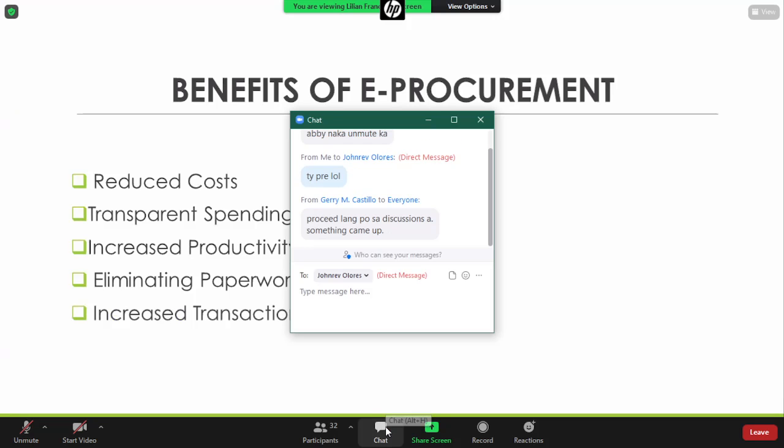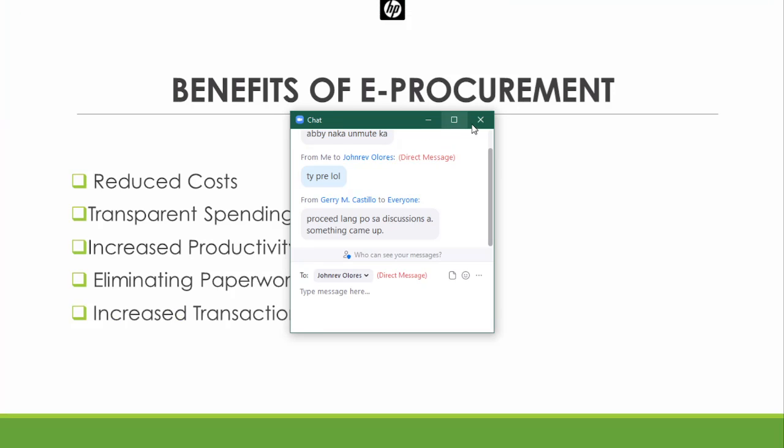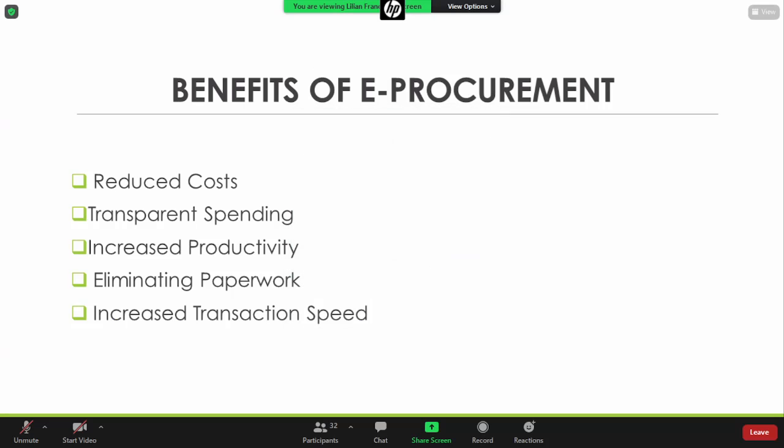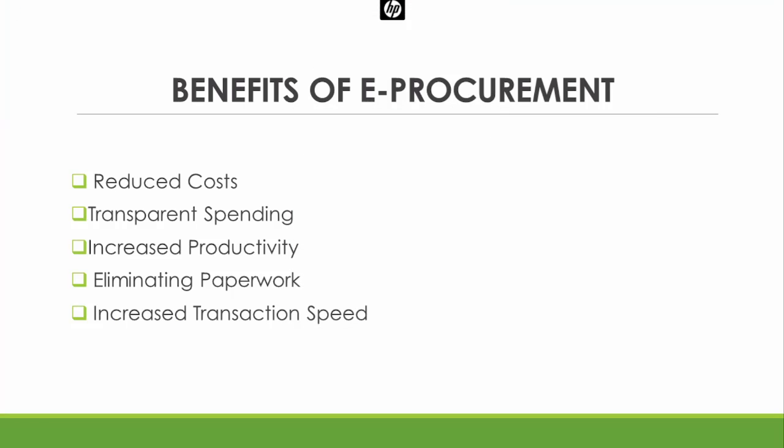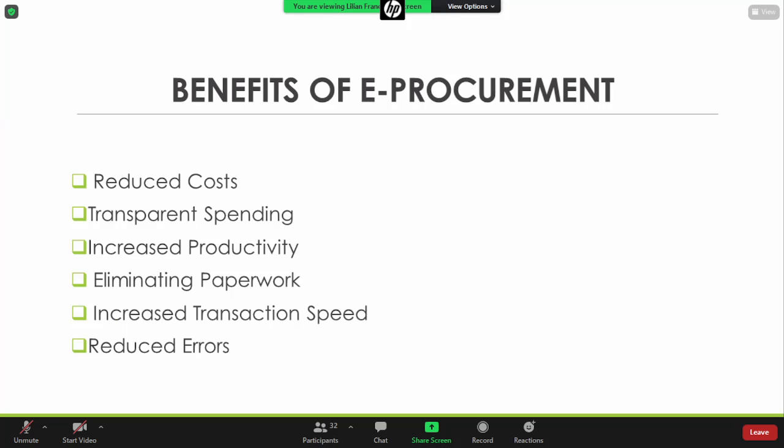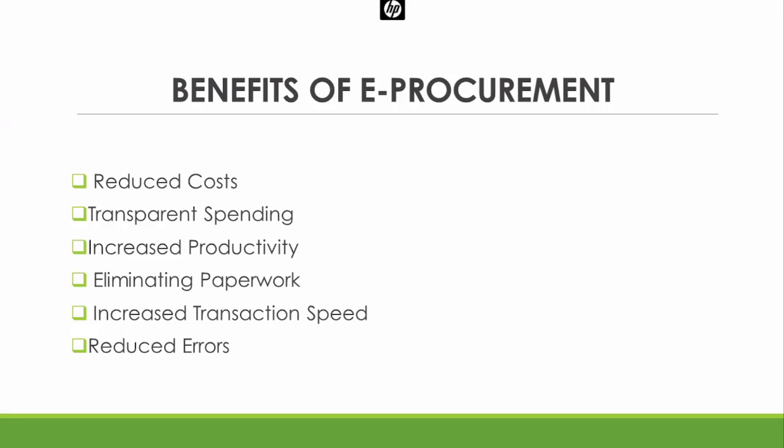Next is the increased productivity. So once the company learns the system, e-procurement is less time consuming than traditional procurement. Since may record ka na sa system, mas mabilis na siyang masabit. Next is eliminating paperwork. Since everything can be saved and stored electronically, hindi na kailangan mag-provide ng room para sa maraming papers. And next is the increased transaction speed.